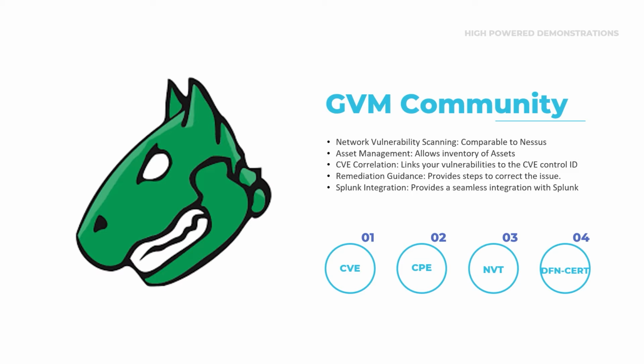So, today we're going to be talking about GVM, Greenbone Vulnerability Management, and we're going to be using the Community Edition for this demo. GVM provides a network vulnerability scanner, which is comparable to Nessus, asset management, CVE correlation, remediation guidance, as well as really cool Splunk integration apps.